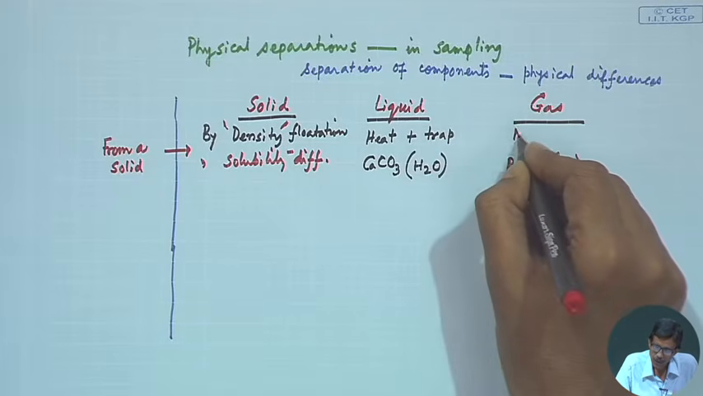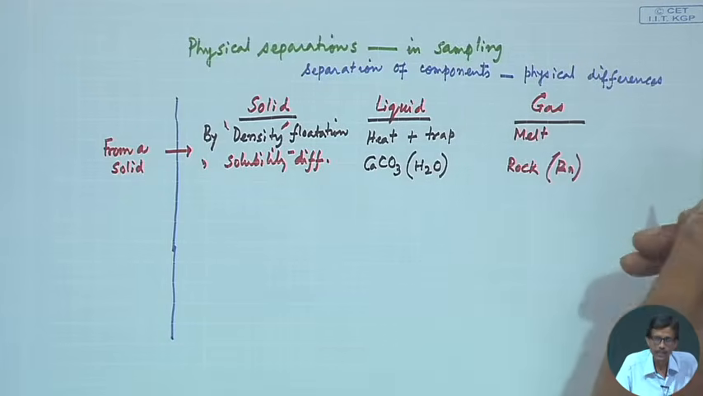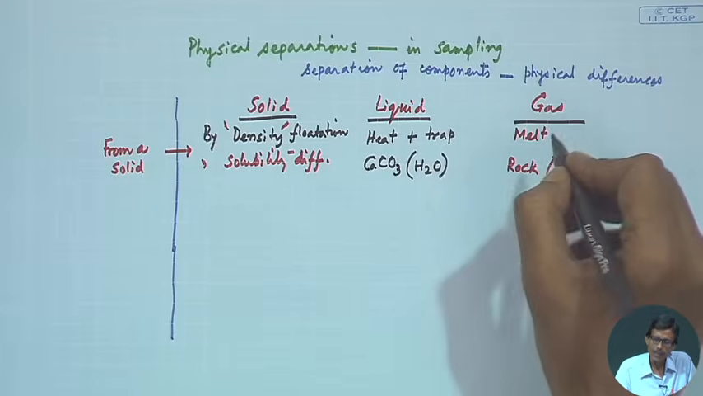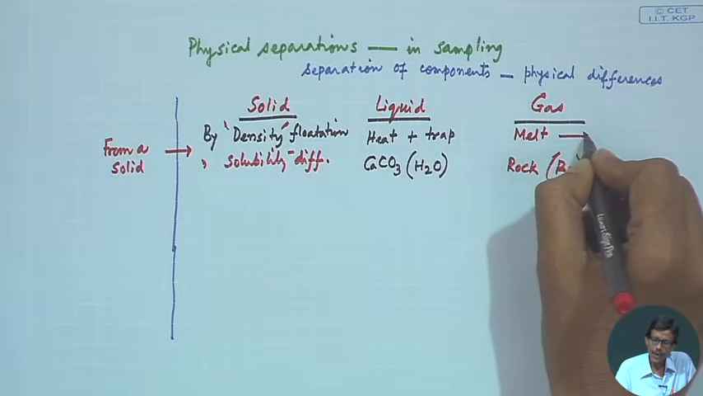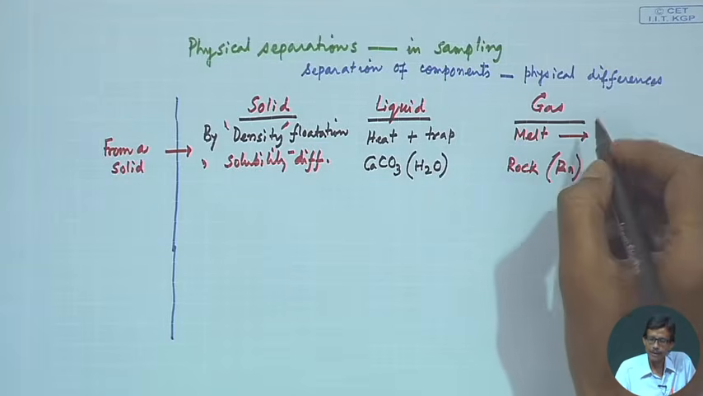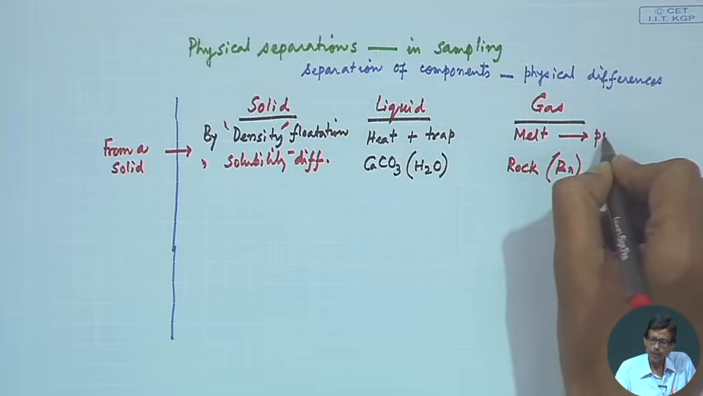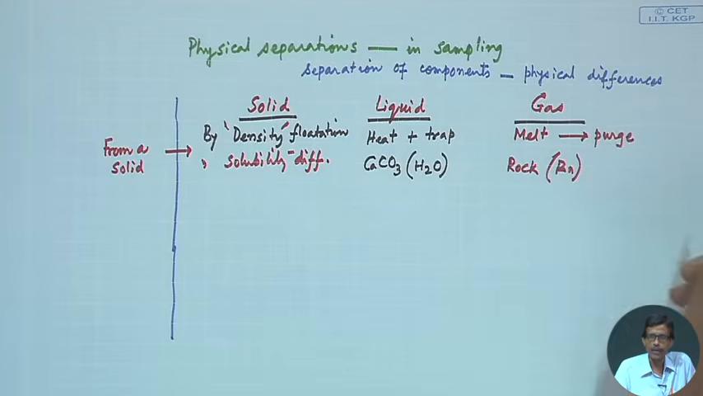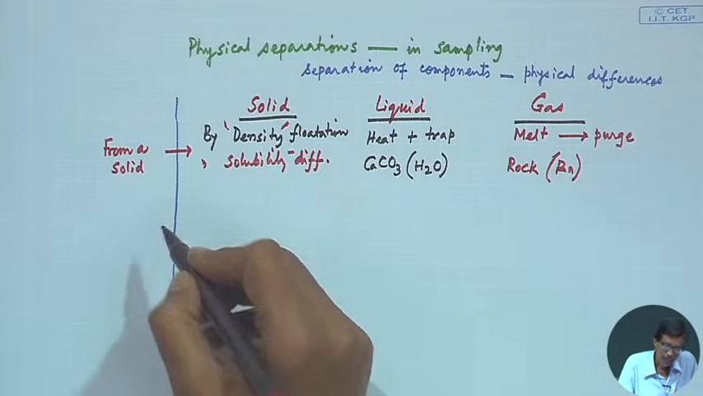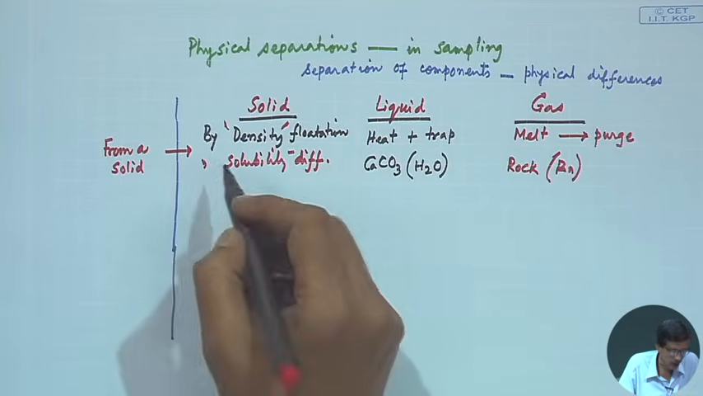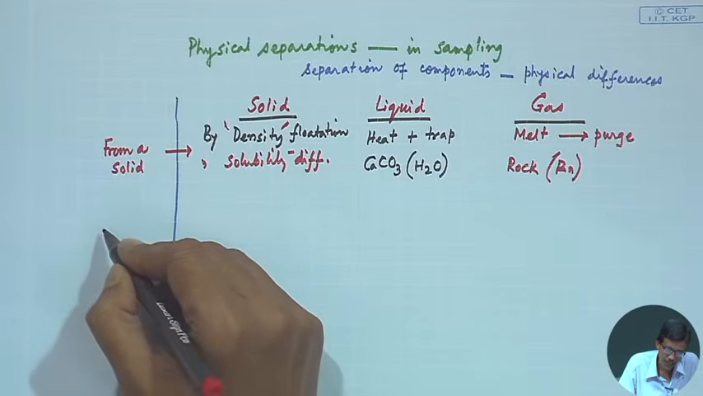Otherwise, we have to melt the solid. Once we melt the solid, the gas is available, and then we purge that gas from there with some inert gas. So, next is how we separate a solid from a liquid.